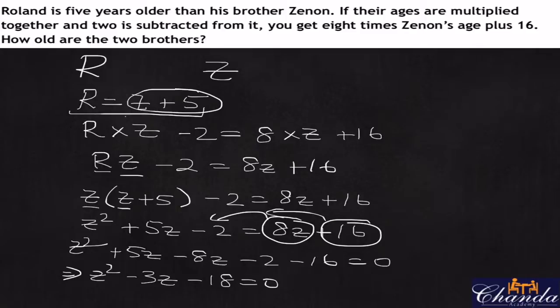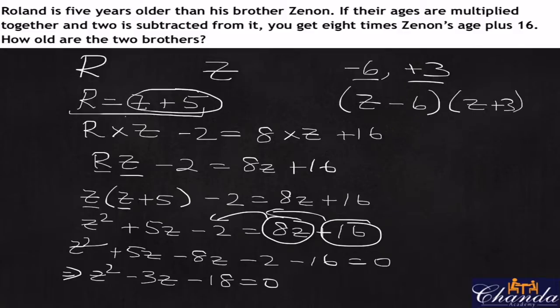Okay, so now let's look at some factor combinations for negative 18, which will give us negative 3 when we add them together. And I would say that is negative 6 and positive 3, because multiplying these two numbers together gives me negative 18, and when I add them, I get negative 3. So factorizing this gives me Z minus 6 and Z plus 3 equals 0. Solving this, I have Z equals 6 and Z equals negative 3. Now obviously age cannot be negative, so let's take the negative number out.